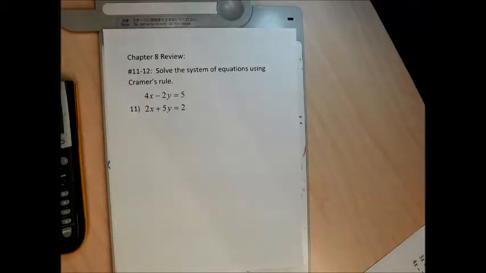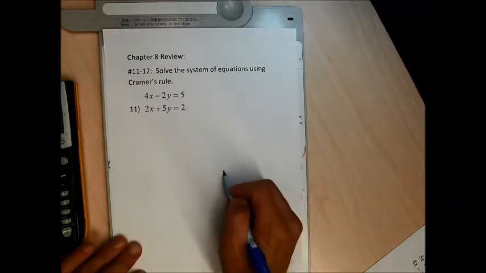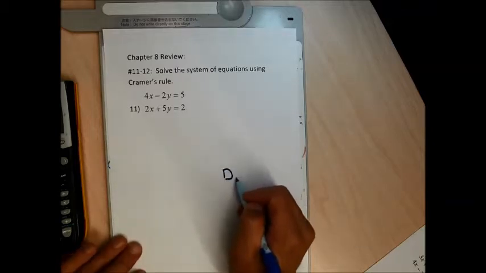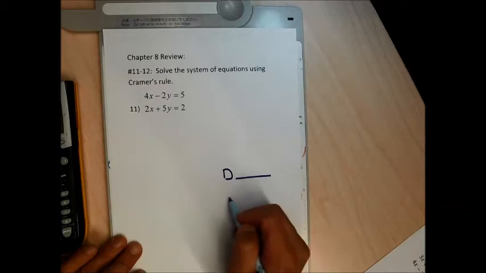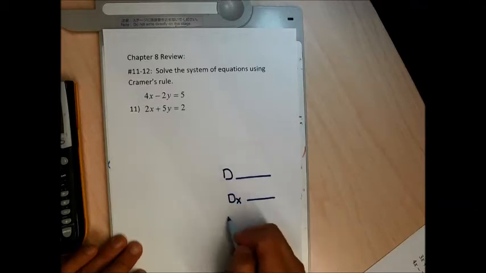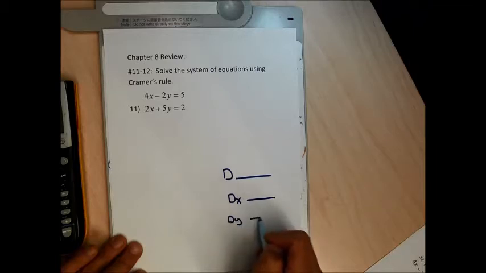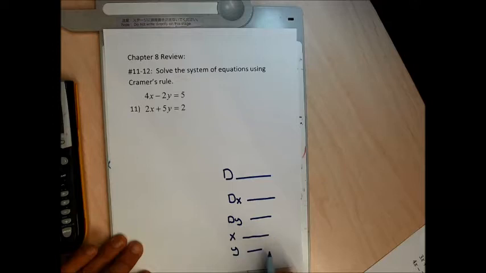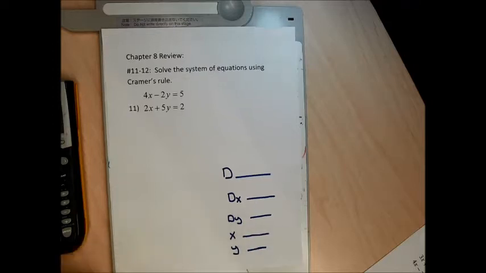Question 11 wants me to solve using Cramer's rule. On the test, this question will look like this. The answer blank for this question will have a D, a D sub x, a D sub y, an x, and a y. I think you get a point or two apiece for each one of these.